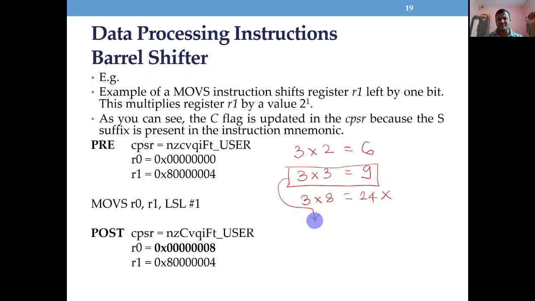This is where everyone knows about this. 3 into 2, how much will we get? 6. 6 plus 3, how much will we get? 9. So I have to write the instruction like this. Add R0, comma, R1, comma, R1, comma, LSL hash 1.